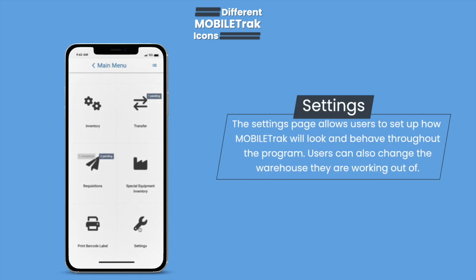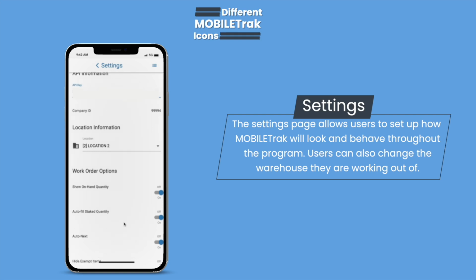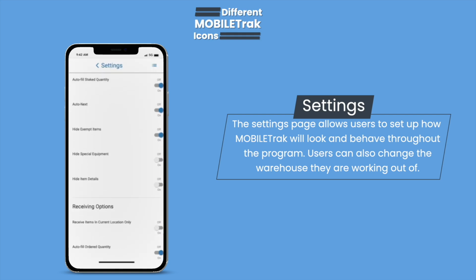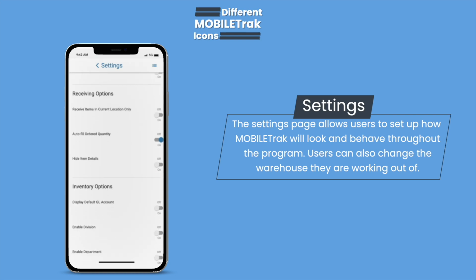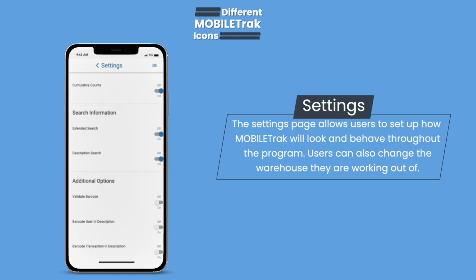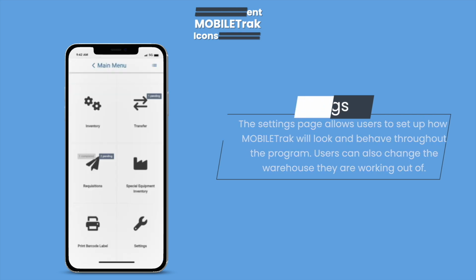Settings. The Settings page allows users to set up how MOBILETrak will look and behave throughout the program. Users can also change the warehouse they are working out of. Because MOBILETrak is a browser-based application, all of the settings and the API key are stored in each device browser as a cookie. If the cache is cleared on the device, the settings will revert to their defaults.